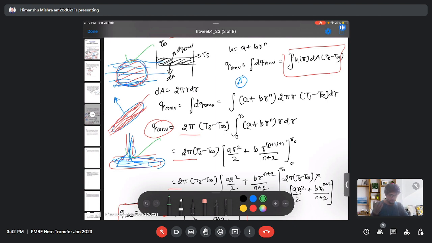Now, since you have taken the elemental area, you write the differential area as 2 pi r dr, which you get by differentiating pi r square with respect to r, and you just use that in the equation here.